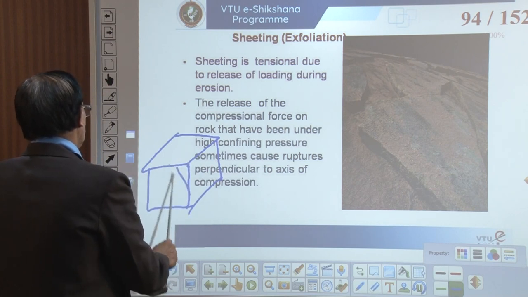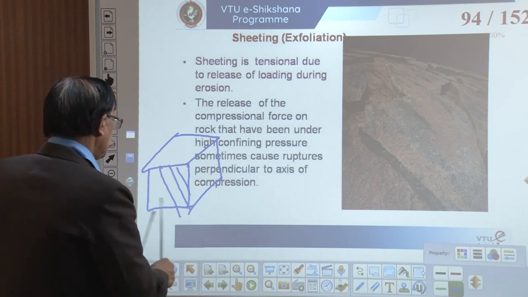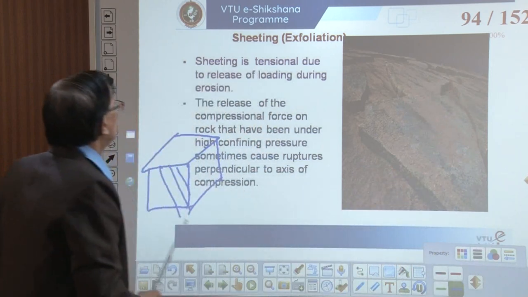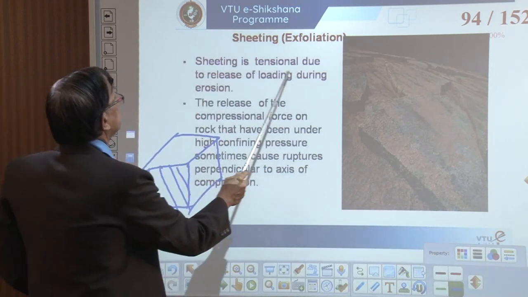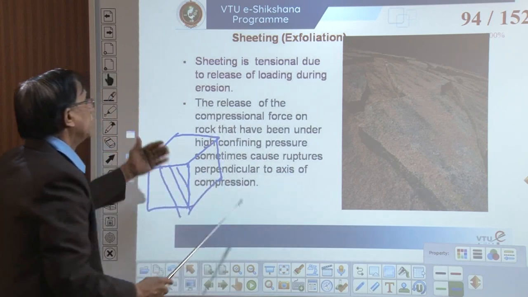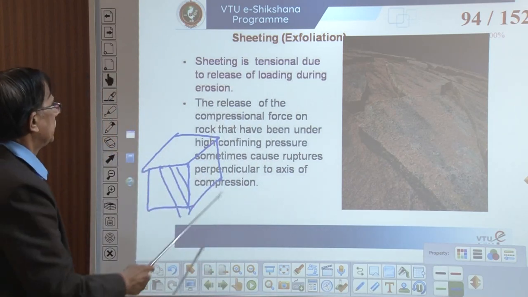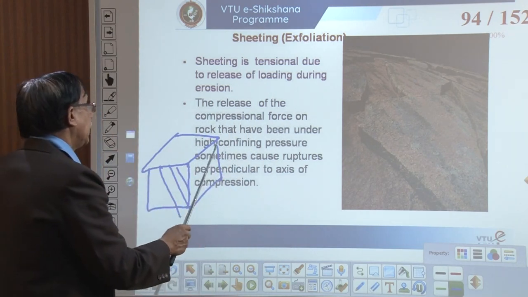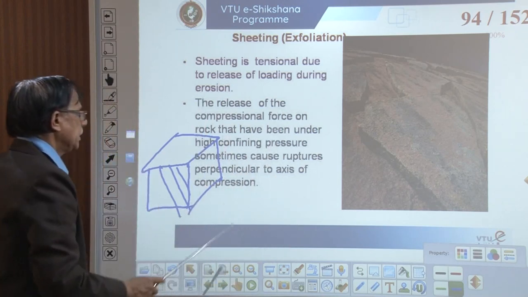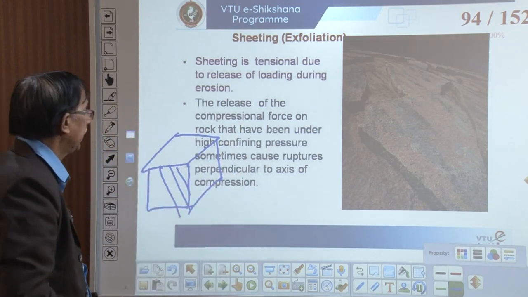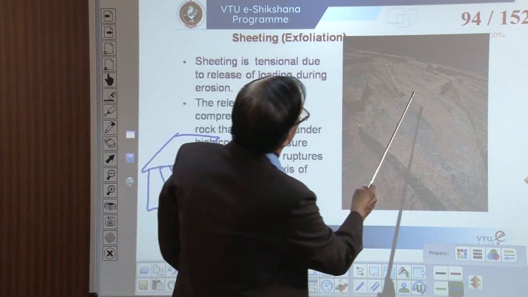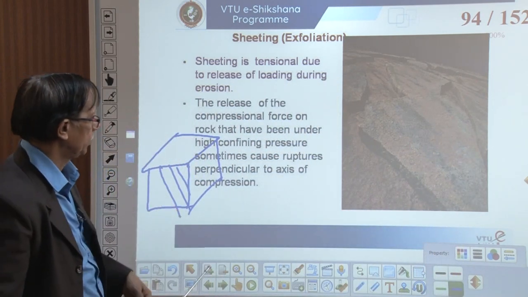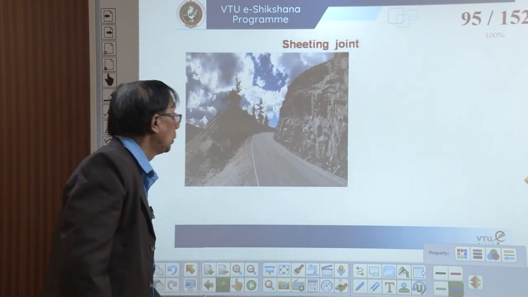If the jointing pattern is sheet-like, and they are oriented, plate-like. So, these are all again due to removal of the load, tensional. Sheeting is tensional due to release of loading, either due to erosion or some other means. Release of the compressional force on rocks that have been under high confining pressure sometimes causes rupture perpendicular to the axis of compression. Then we have this kind of release of load and pressure on them, resulting in this kind of joint pattern.